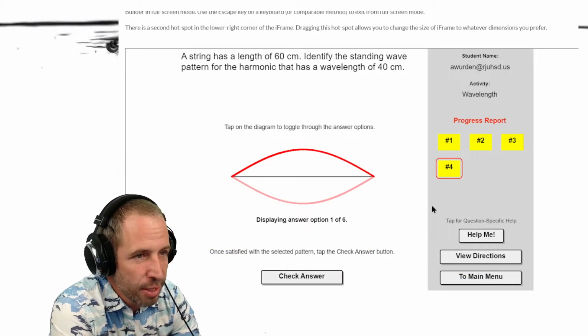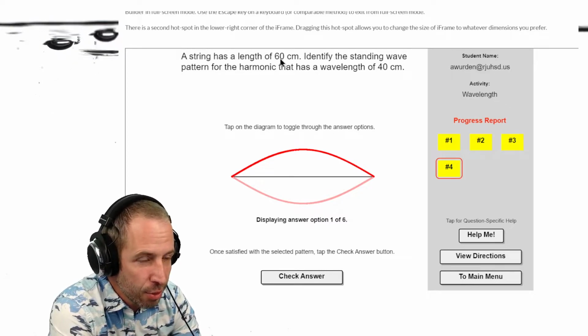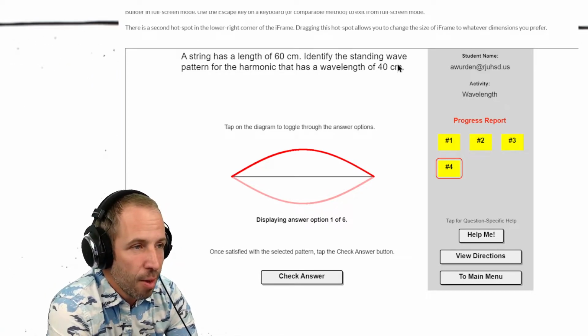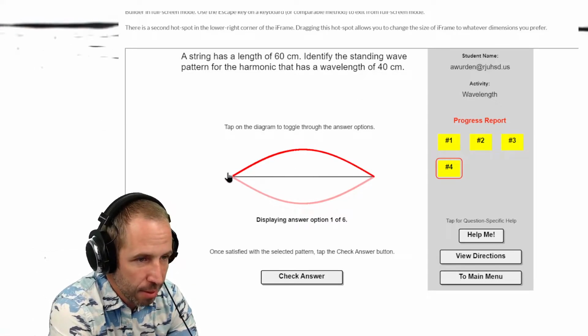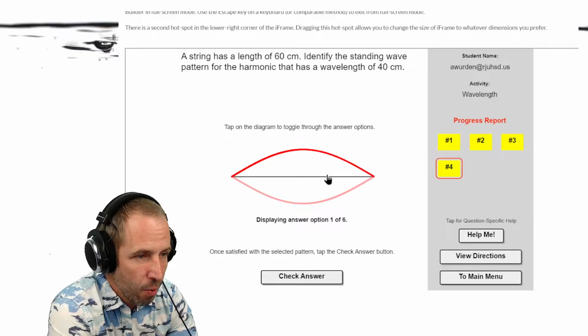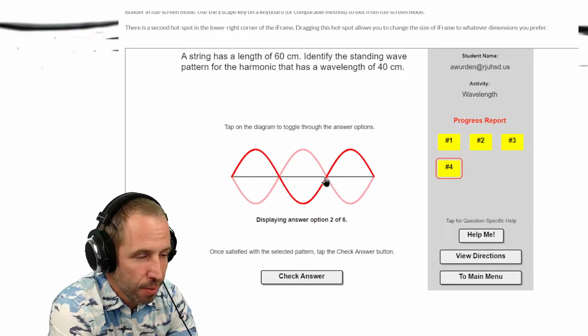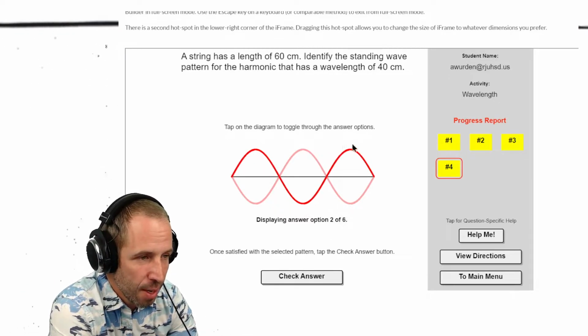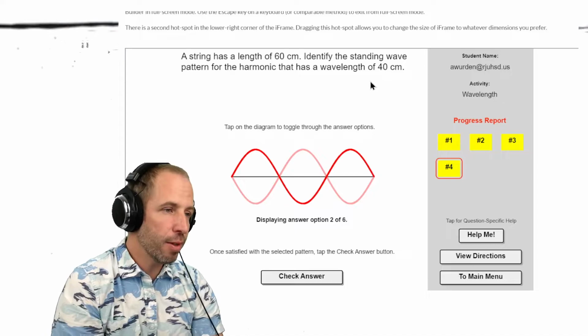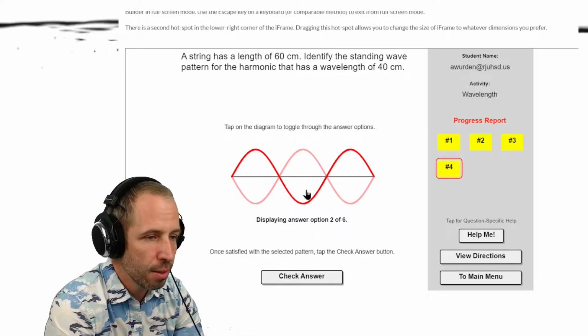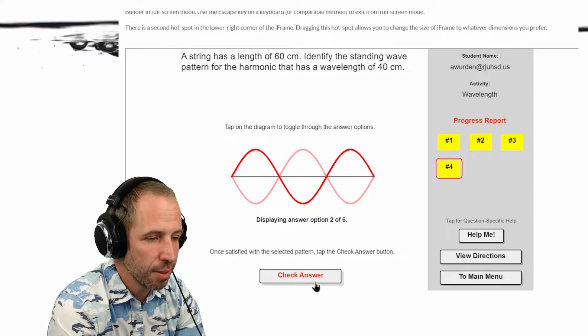Now, the last one gets really interesting. So this string is 60 centimeters long, but the wavelength is only 40 centimeters long. So from here to here is 60. I want my wavelength to end right here. Hey, check it out. That must be 20. That's another 20. I'm at 40 now. And that means the third harmonic fits in this. Okay, so they're telling me how long the string is. They're telling me how long a wavelength should be, and I have to figure out how many wavelengths, or which harmonic series, fits into that space.